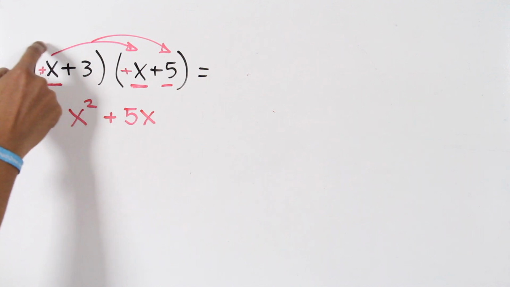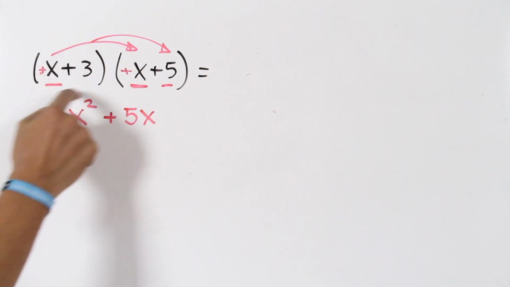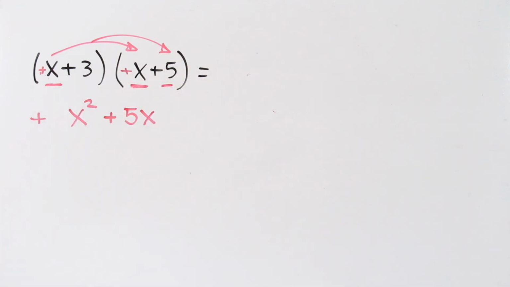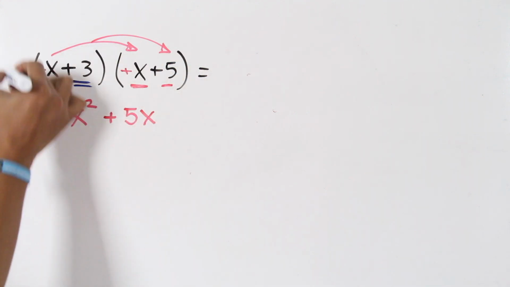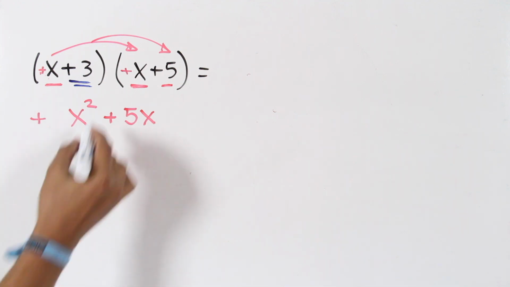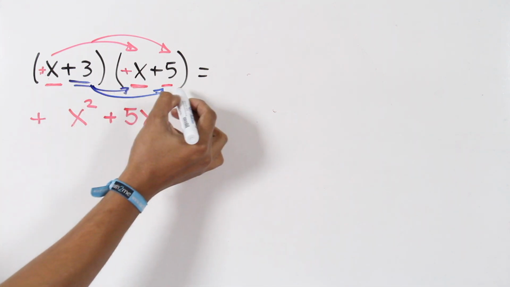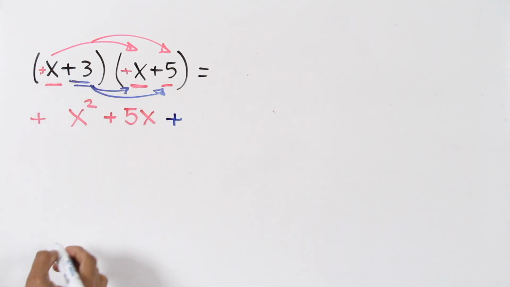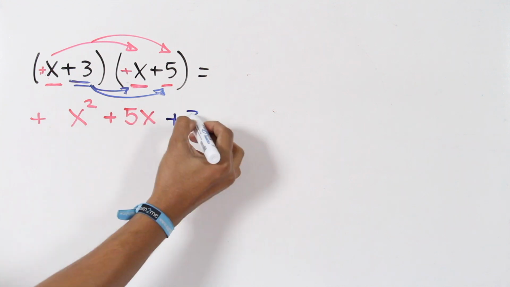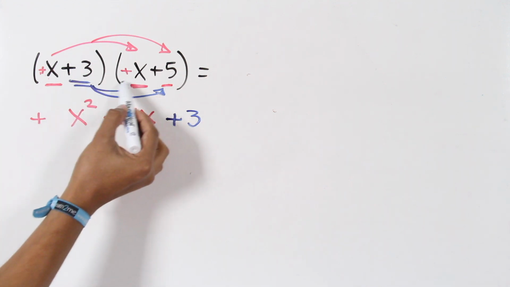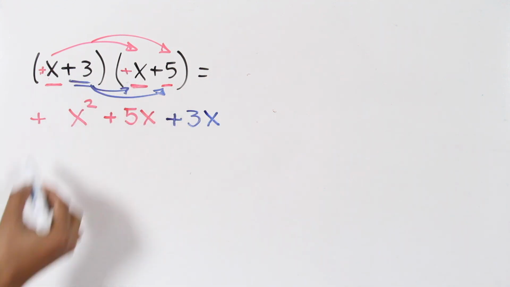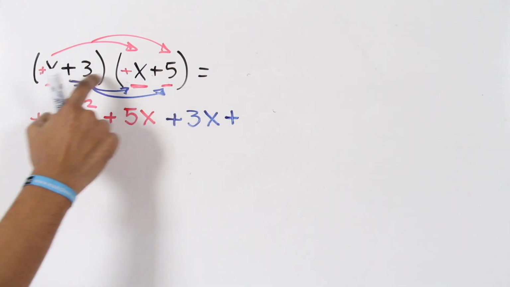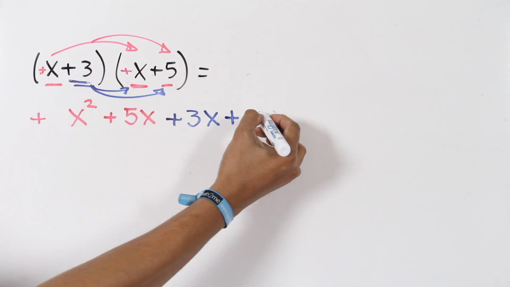When you finish multiplying the first term of one binomial by all the terms in the other binomial, it's time to move to the second term in the first binomial, doing the same procedure. That is, multiply all the terms in the second binomial. Plus times plus equals plus. 3 times 1 equals 3, and the only variable that we have is x. Finally, plus times plus equals plus, and 3 times 5 equals 15.